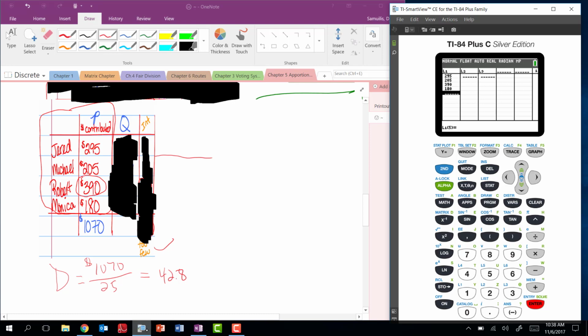Thank you, ma'am. Okay, now what I'm going to do is go up to L2 and hit second L1 divided by our initial divisor of 42.8 and see what happens.